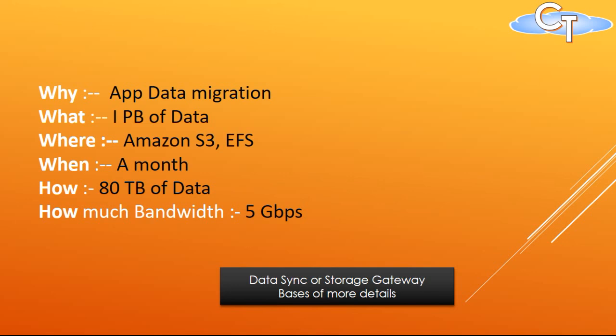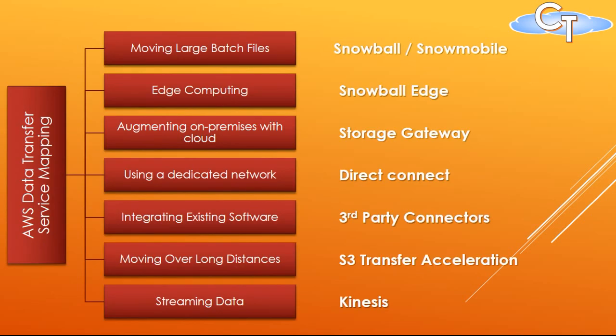So now we are pretty much aware of what AWS migration is and how we can plan it. Let's quickly wind up with a few of these services and the use cases for them. If we have large batch files to move to the AWS cloud, the best service would be Snowball or Snowball Mobile. If we are looking for edge computing along with data transfer, we can look at Snowball Edge. If we want to augment on-premises with the cloud, we can leverage the AWS Storage Gateway service.